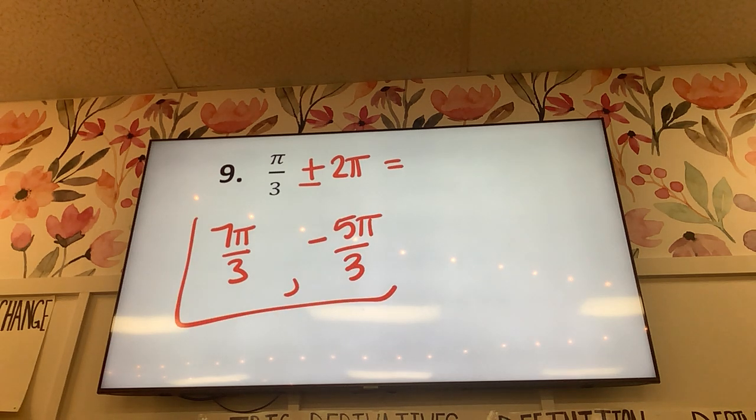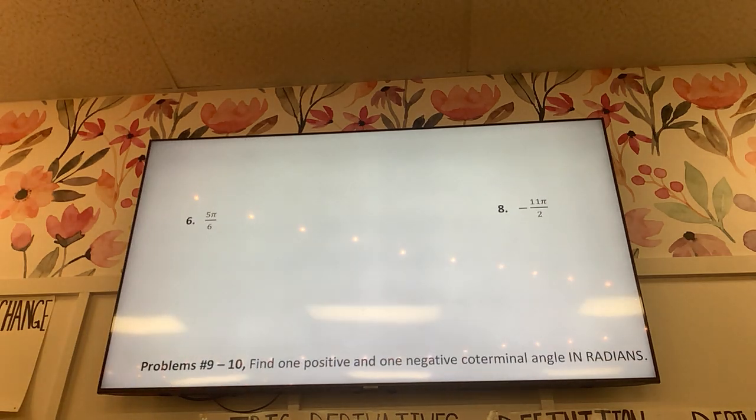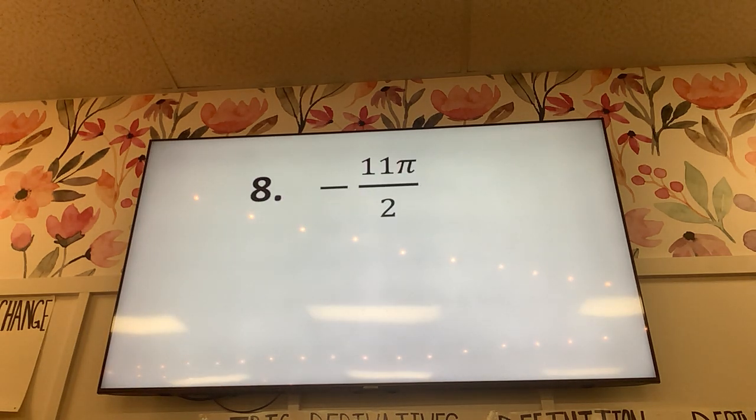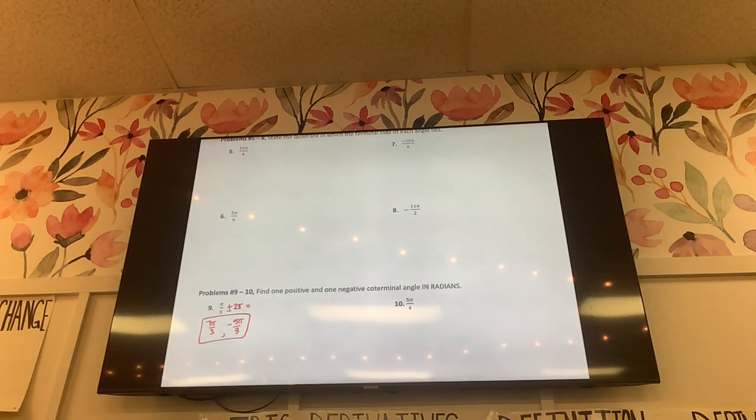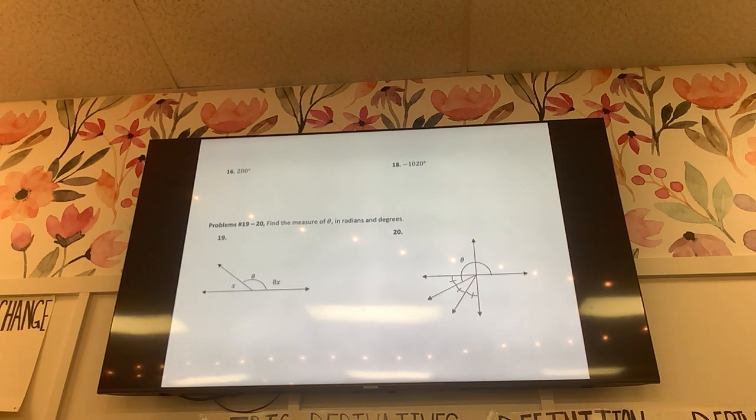When you write your answer, make sure you put the pi back in. Don't write it as just the fraction. And so that kind of idea might be helpful, especially on some of these bigger fractions. And then you've got convert from radians to degrees, and then degrees to radians, and then some problems like we just did.